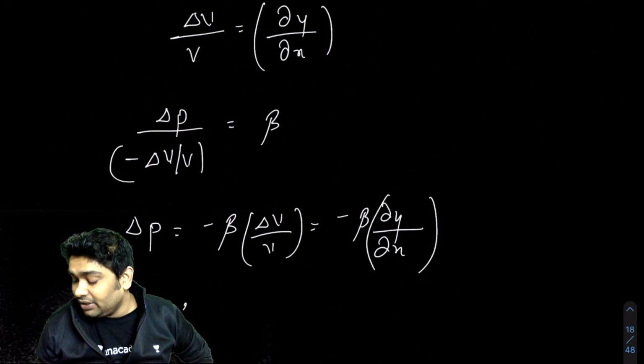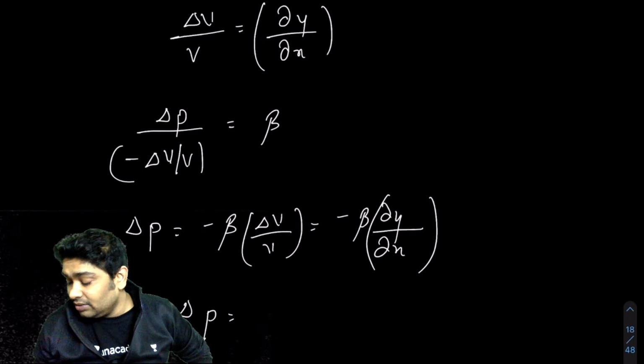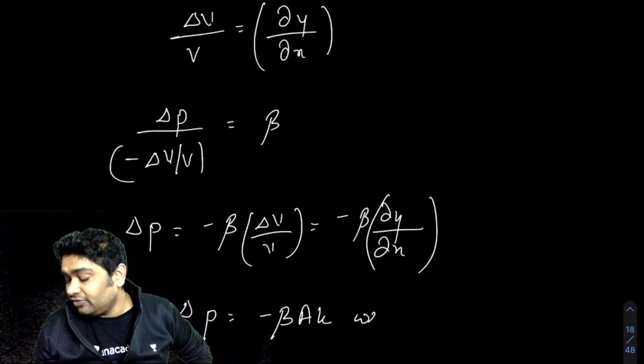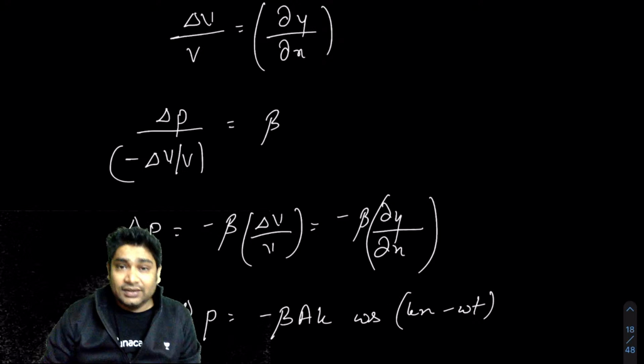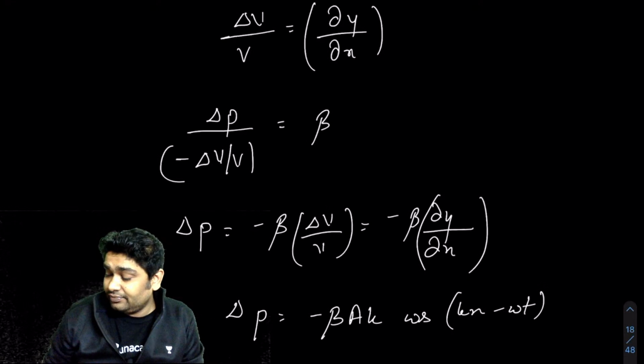So delta P becomes minus beta a k cos of kx minus omega t. This is called the pressure equation.